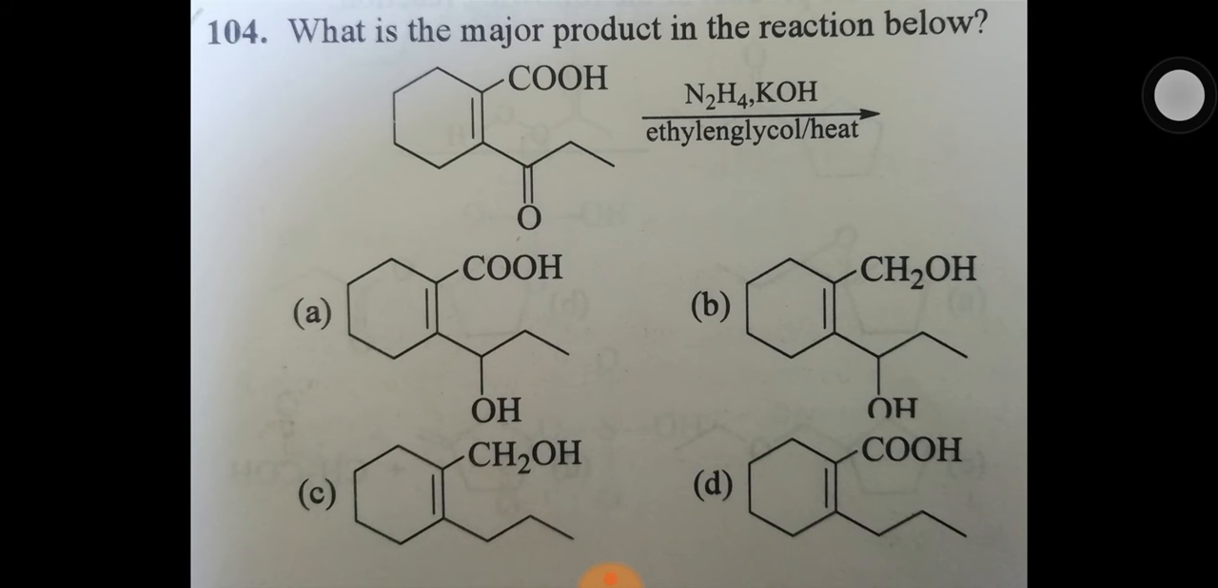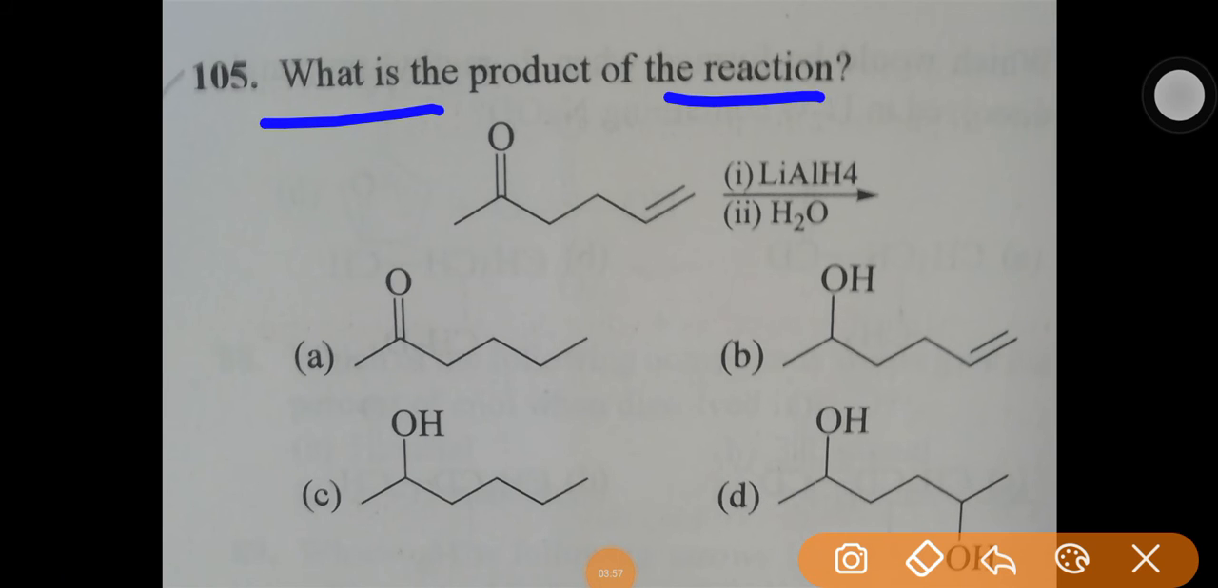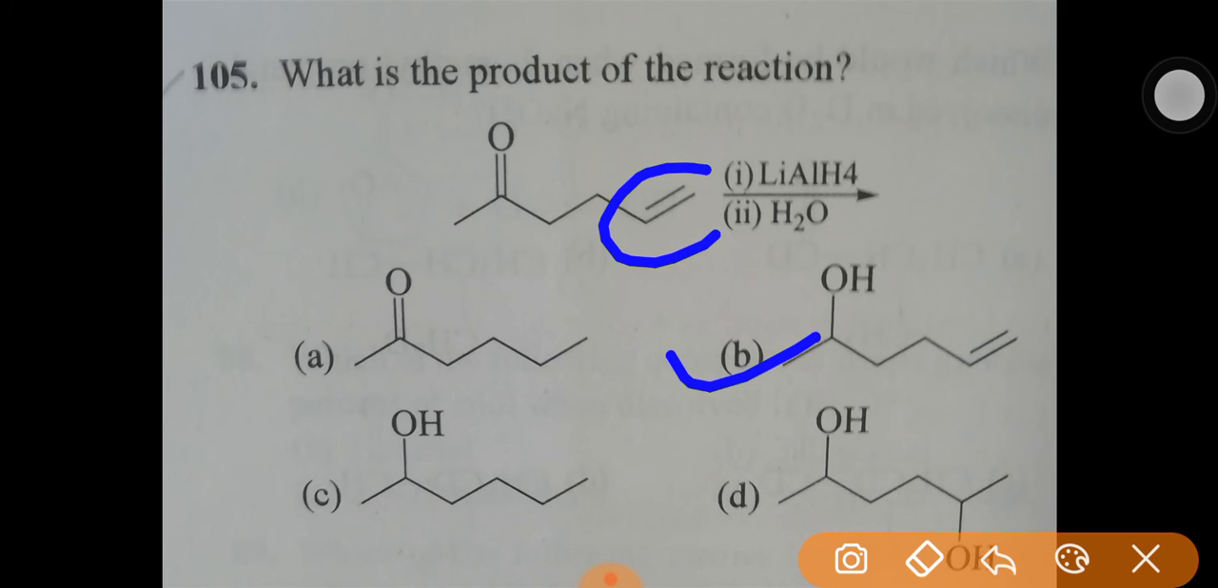Let's move to the next question. This is a simple question. What is the product of the reaction? The answer of this question is option B, because the given reagent can never reduce an alkene but reduces the keto group into alcohol. So the alkene group will remain intact. So the answer of this question is B.